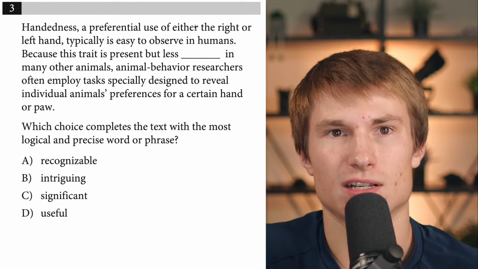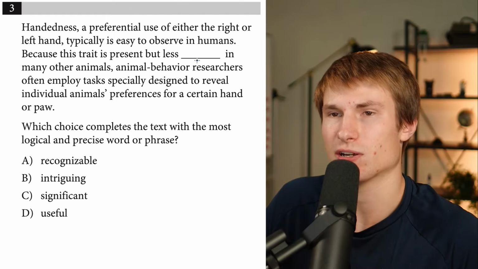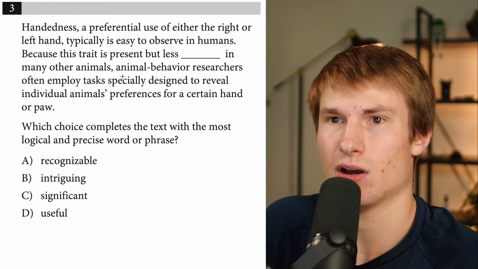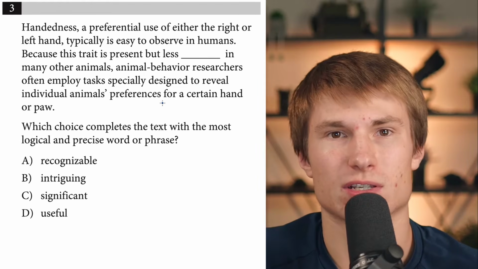Question 3. Handedness, a preferential use of either the right or left hand, typically is easy to observe in humans because the trait is present, but less blank in many other animals. Animal behavior researchers often employ tests specially designed to reveal individual animals' preferences for a certain hand or paw.